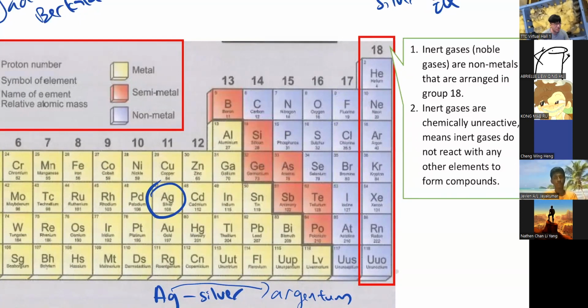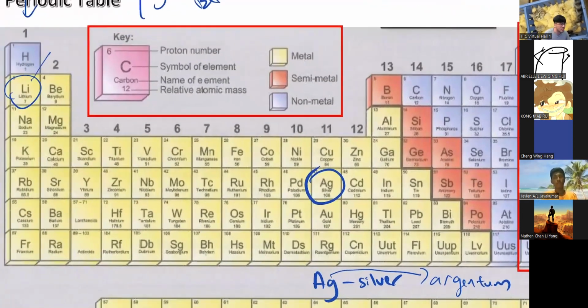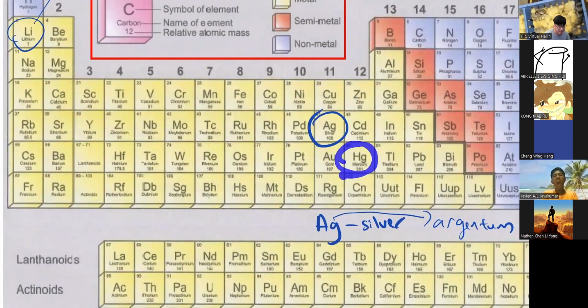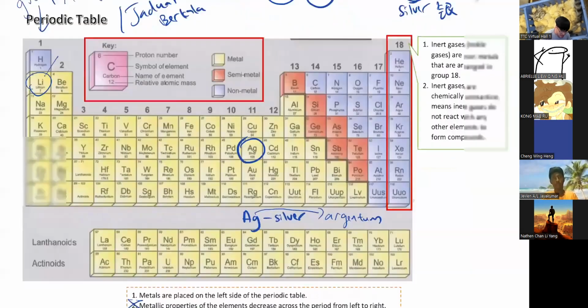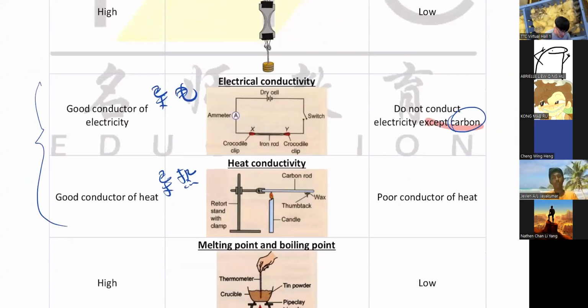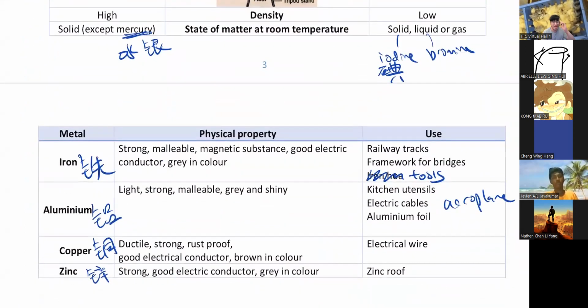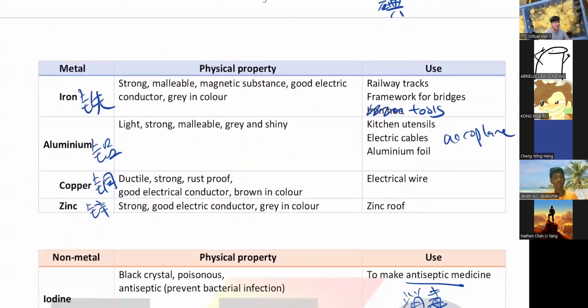Mercury also. Mercury is actually called Hg. Don't play with mercury though. Mercury will seep through your skin and it will make you stupid, because it's a neurotoxin. It will poison your brain. Anyway, let's look at some famous metals.